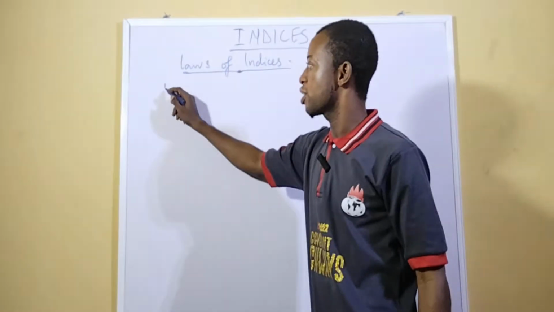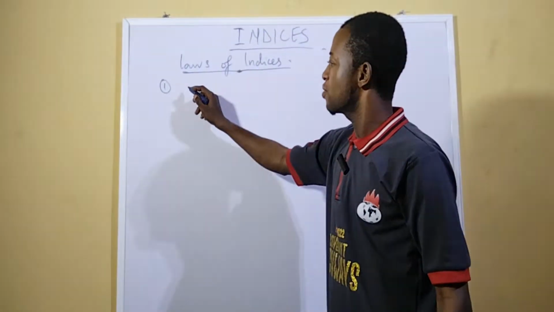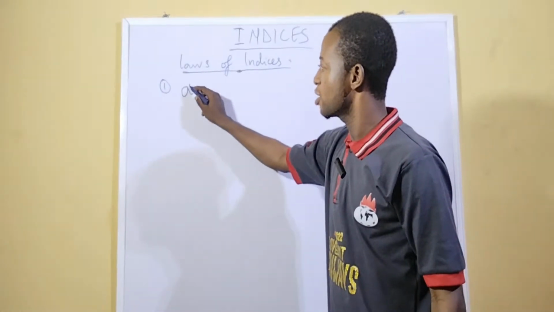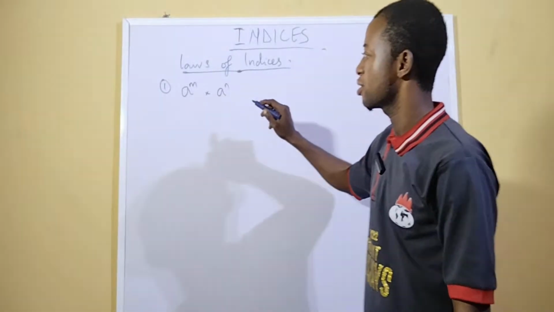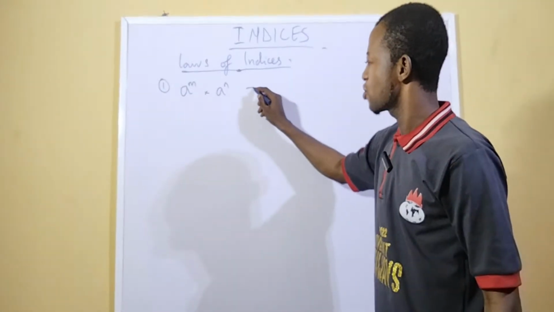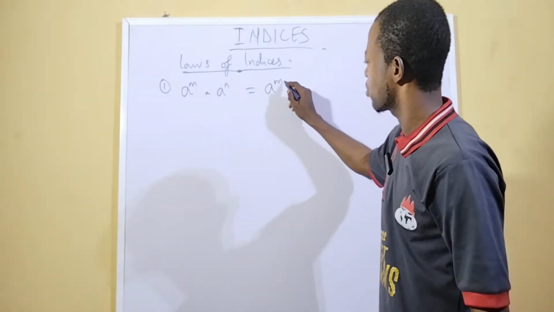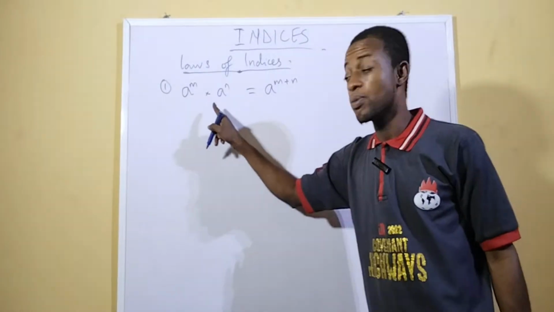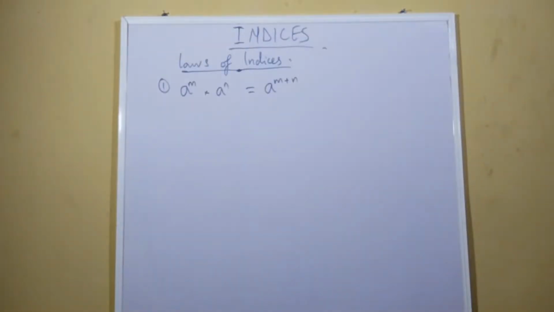The first one here, we have, when we have same base multiplying, like we have a raised to power m times a raised to power n. Here we can summarize this as a raised to power m plus n. This same base multiplying, we can add the power. That's the first law.